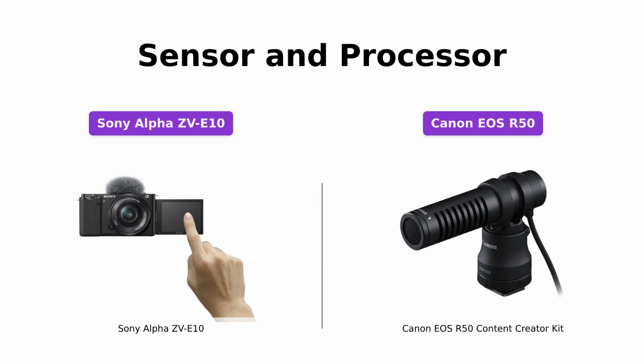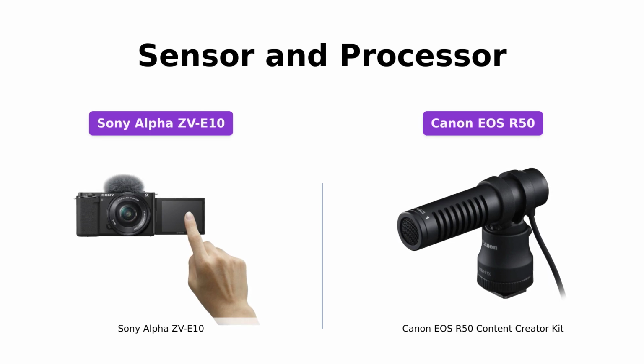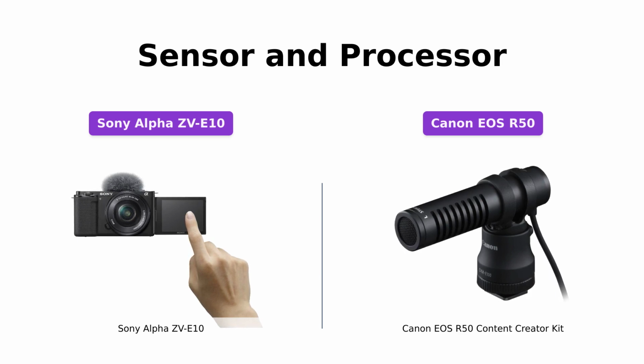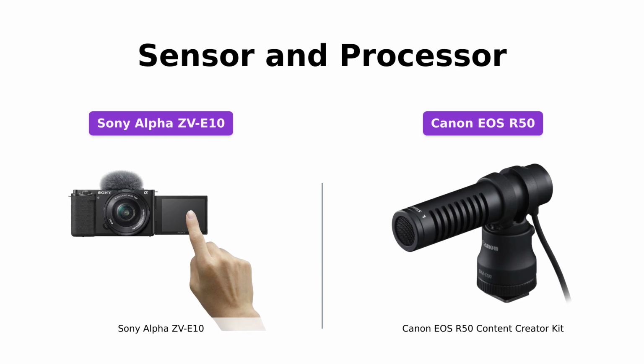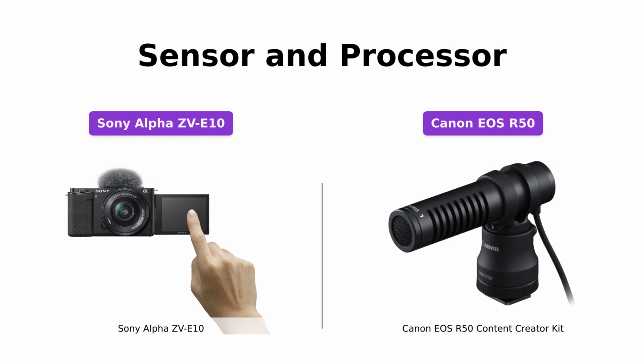Both cameras feature highly capable sensors and processors. The Sony Alpha ZV-E10 boasts a large 24.2 MP APS-C Exmor CMOS sensor and a fast Bionz X processor. On the other hand, the Canon EOS R50 Content Creator Kit offers a 24.2 megapixel CMOS APS-C sensor and a Digic X processor. Both these combinations deliver excellent image quality and performance.